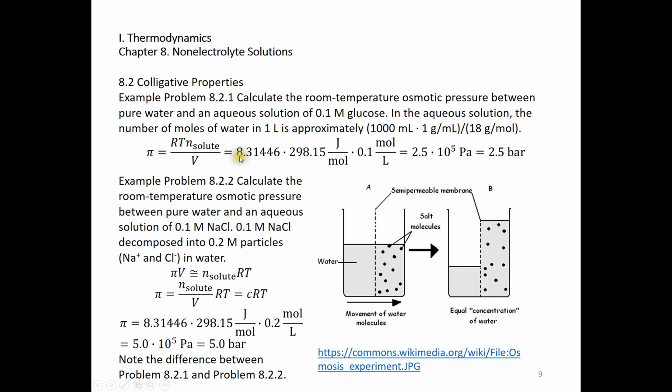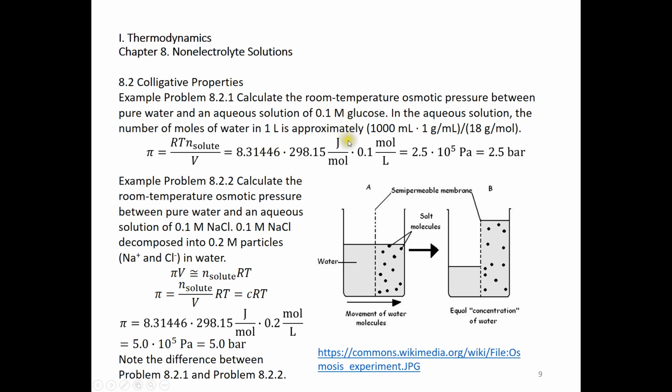Now let's look at this equation for the osmotic pressure. The Van't Hoff equation is pi V equals RT times n solute. Let's just use this equation. So pi is RT times n solute over V, and we have R, and we have T, and we have this molar volume. And now we just plug in all the numbers.